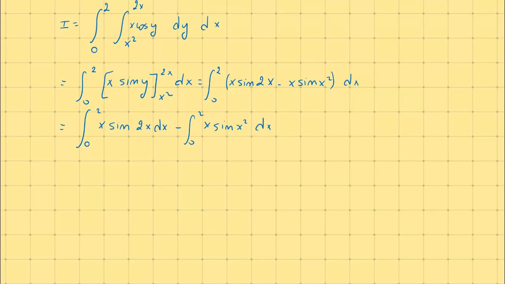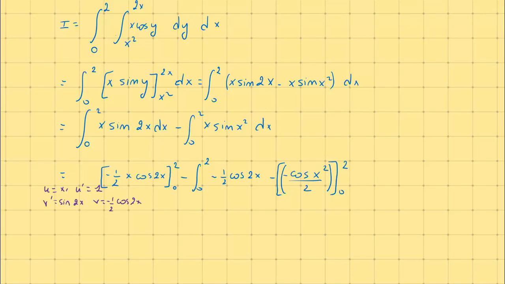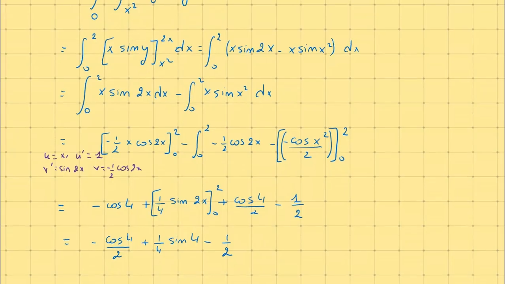So the integration by parts for the first one, by taking u as x and u prime as 1 and v prime as sine 2x and v as minus half cosine 2x, will lead me to this result. And I still have one integration to do for cosine 2x, and this will lead me to the final result, which is minus cosine 4 over 2 plus 1 over 4 sine 4 minus half.